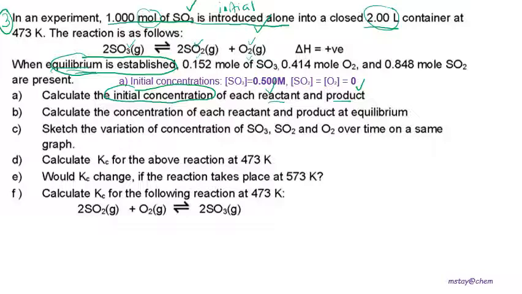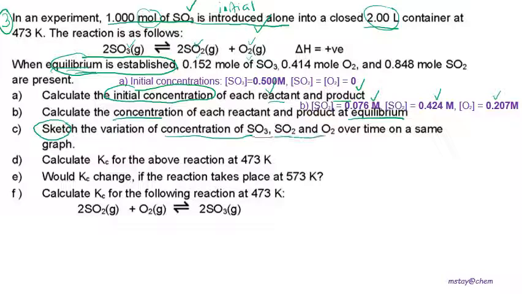Next, calculate the concentration at equilibrium. In this case, we calculate the concentration for SO3, which is equal to 0.076, SO2 0.424 molar, and lastly oxygen is 0.207 molar. Question C, sketch the variation of concentration of SO3, SO2, and O2 over time on the same graph.